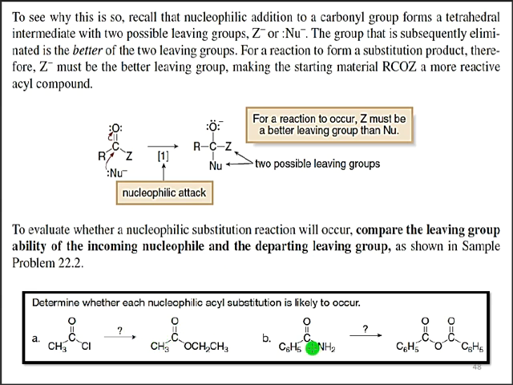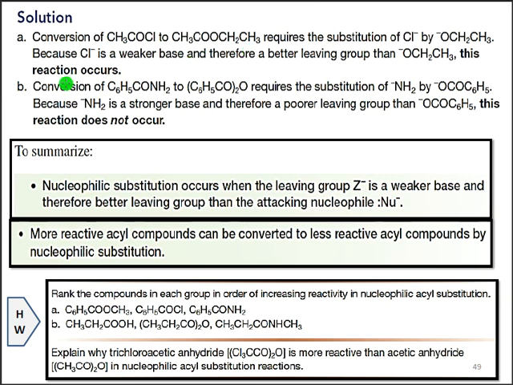Look at this reaction. The amide is the less reactive one, and here you have the anhydride, which is the more active carboxylic acid derivative. That means we cannot convert the less reactive to the more reactive. The answer is no. That means this cannot occur, and this will occur. Okay, and you can read the explanation for this equation here.